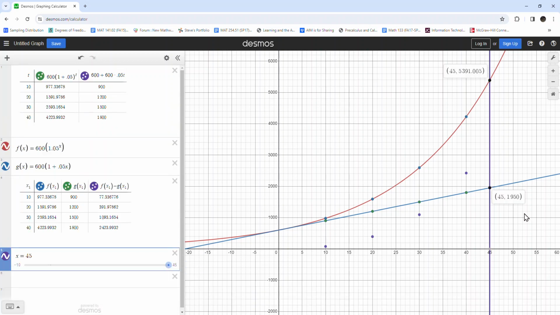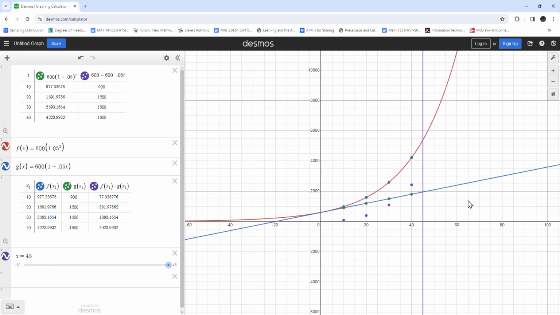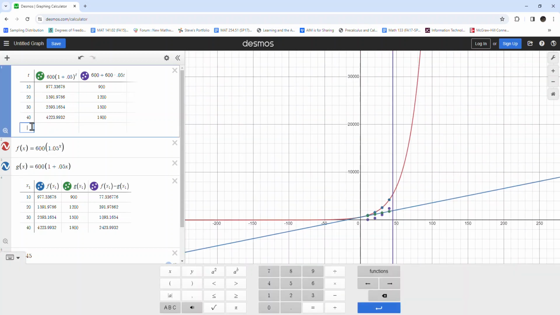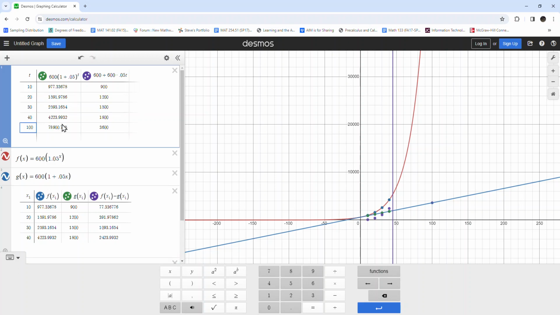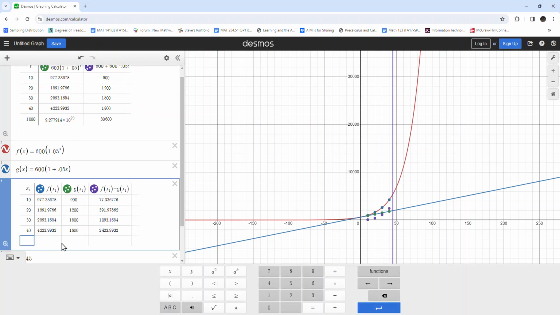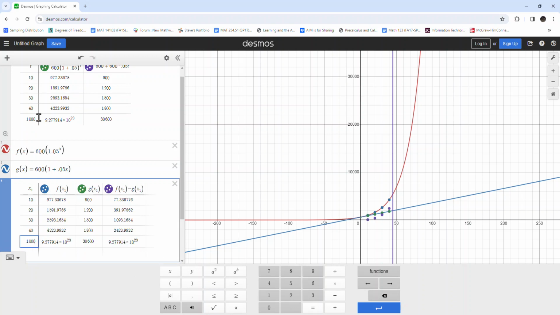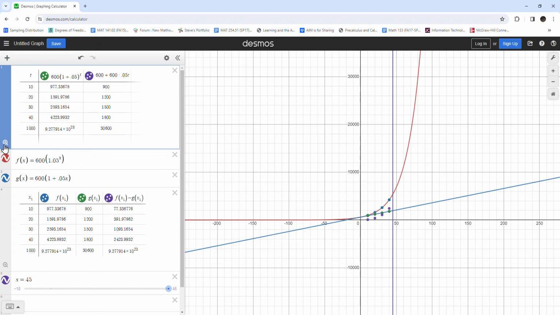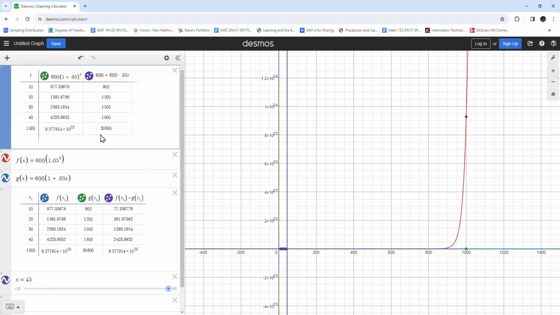And as time progresses, this distance gets more and more pronounced, to where if we look at, say, 1,000 years later, of course we're all dead, but whatever, it's an insane amount of money that the compound interest makes compared to the linear interest, or the simple interest. In fact, the simple interest almost didn't make anything 1,000 years later.